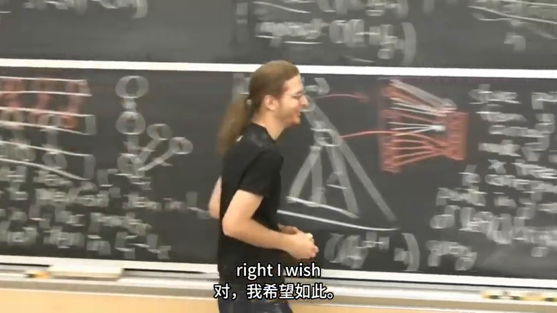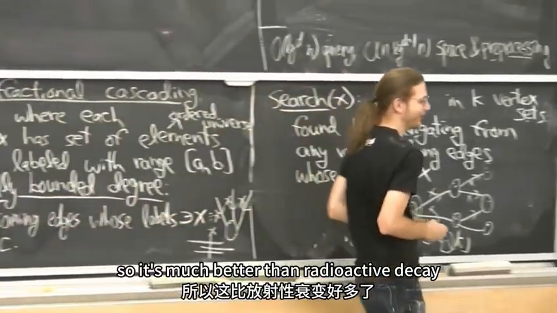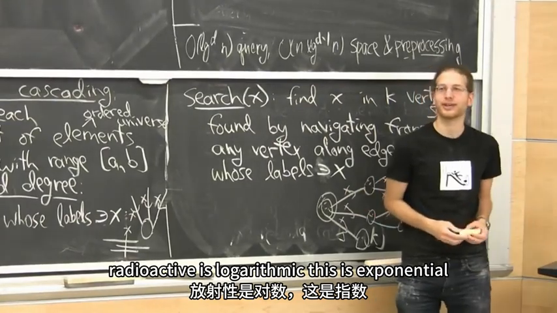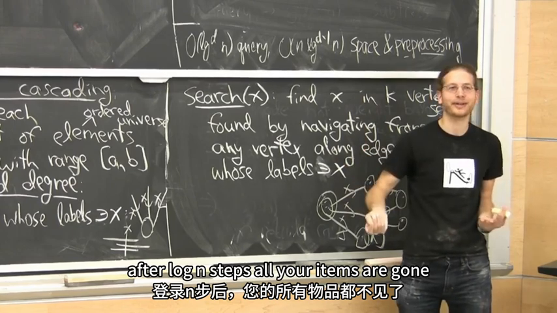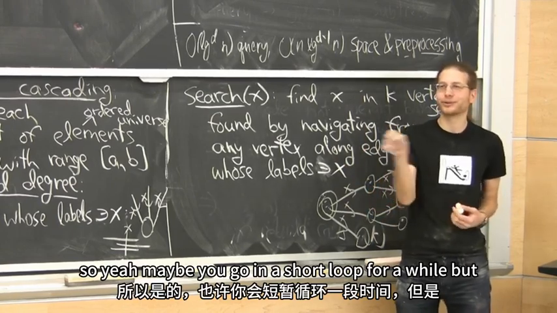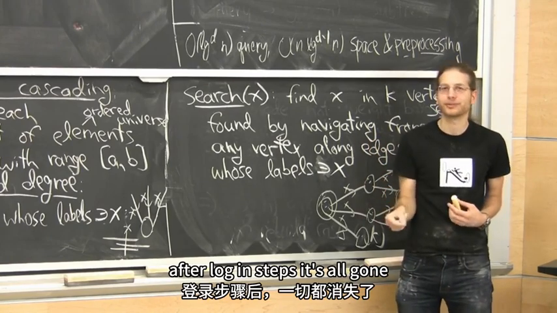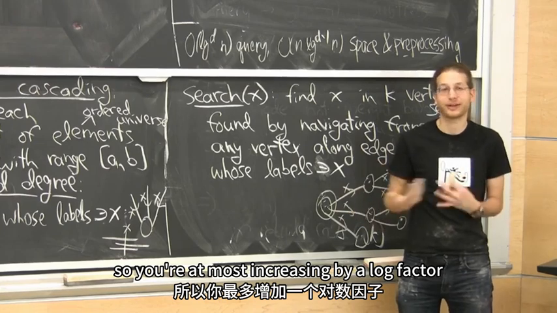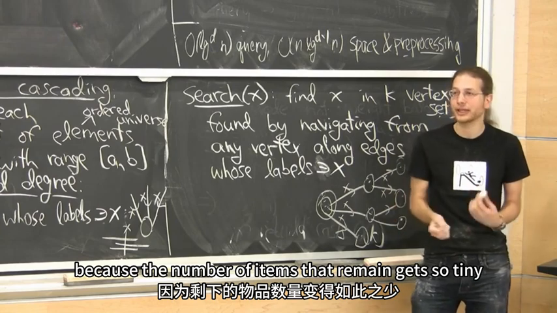I wish. So it's much better than radioactive decay. Radioactive is logarithmic. This is exponential. So it's decreasing very quickly. After log n steps, all your items are gone. So yeah, maybe you go in a short loop for a while, but after log n steps, it's all gone. So you're at most increasing by a log factor. In fact, you just increase by a constant factor because the number of items that remain gets so tiny very quickly.